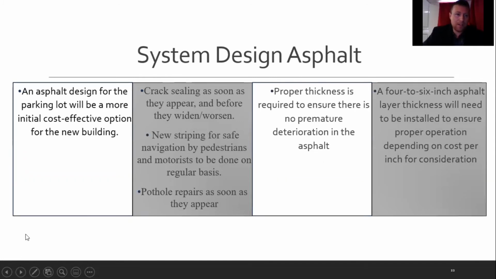For the asphalt design, it will be a much lower initial cost at the beginning, but maintenance will require crack sealing, new striping, and pothole repairs as time goes on. It'll be between a 4 and a 6-inch asphalt design, depending upon what layer of thickness the client chooses. The cost will vary per inch.